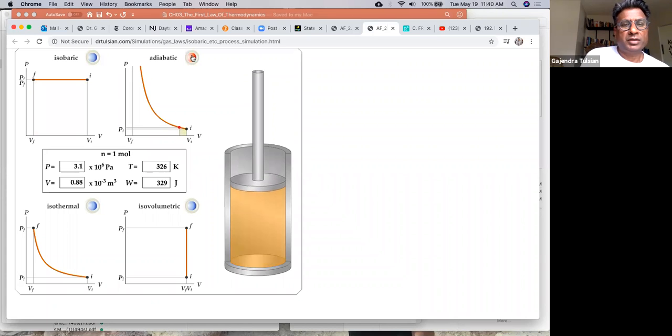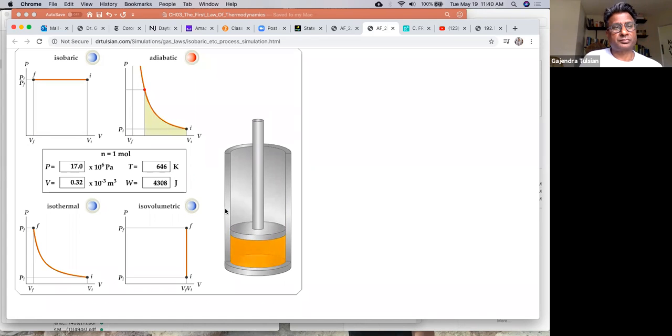And adiabatic processes, where you're not exchanging any heat with the surroundings, so as you compress the gas, since no heat was flowing out, the temperature increased. You'll see that the temperature and pressure increased.